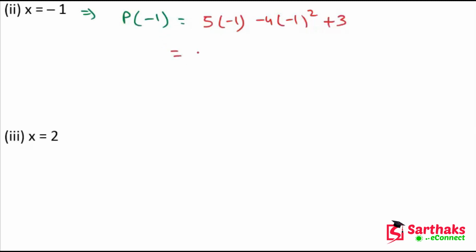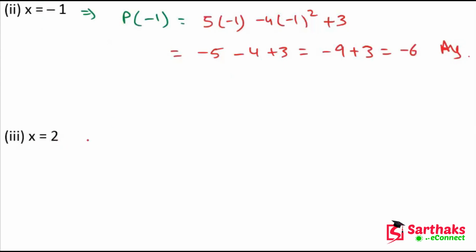So we get minus 5, and this will become minus 4 into 1, so minus 4 plus 3. So this will give, my dear friends, minus 9 plus 3, which is equals to minus 6. Okay, so I hope you get this point, my dear friends.